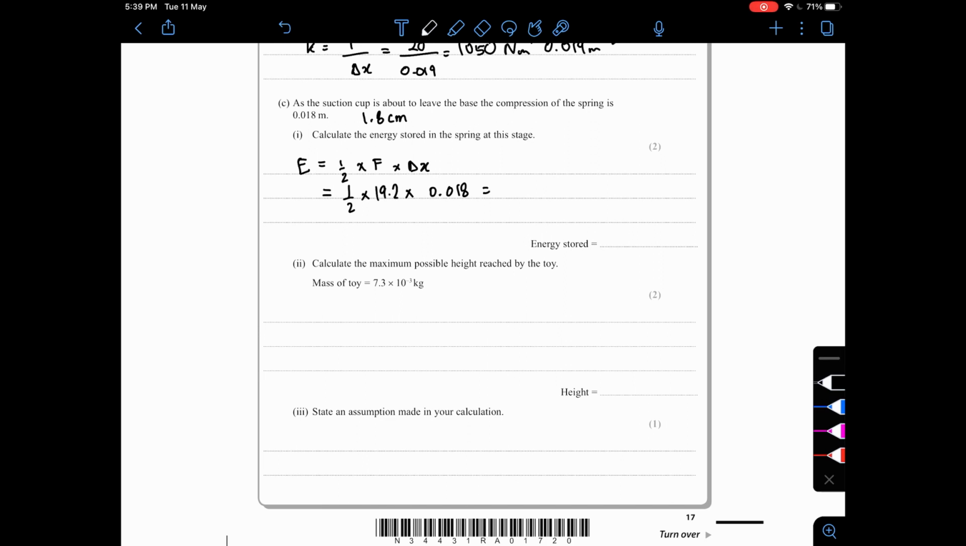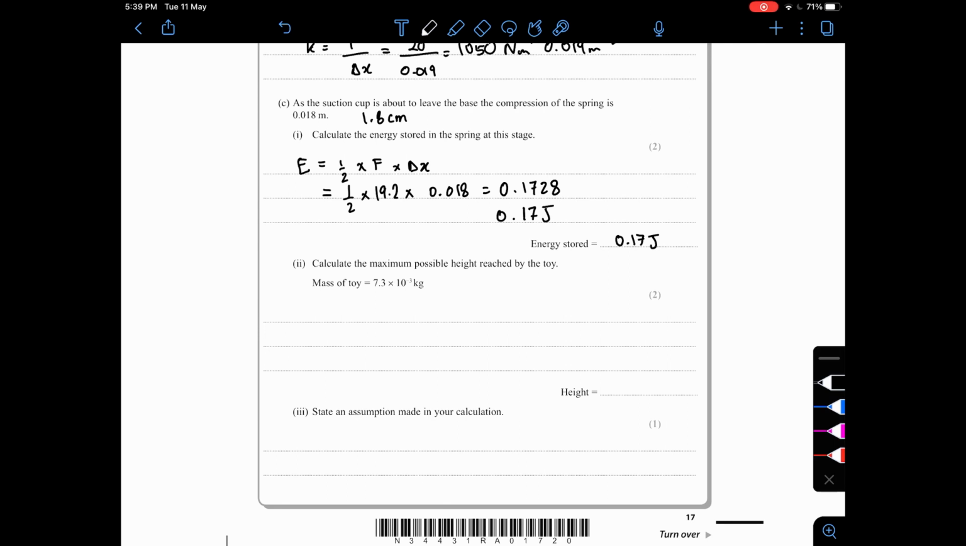That should give us 0.5 times 19.2 times 0.018, which gives 0.1728 joules, which we can round to 0.17 joules. We didn't round to 3 significant figures because the 0 is already there, so 0.17 is fine.